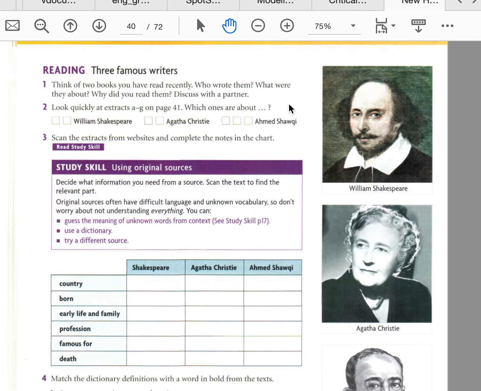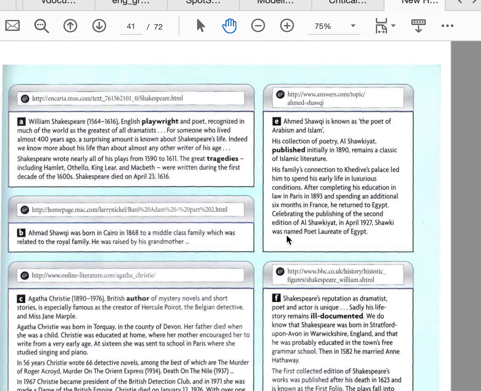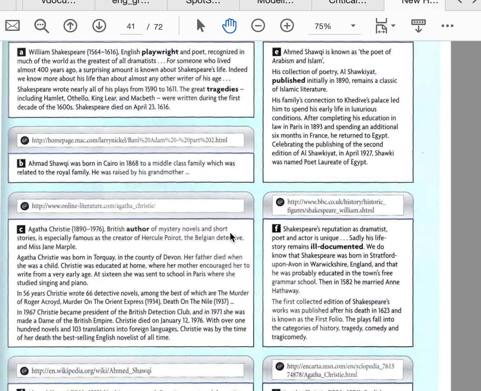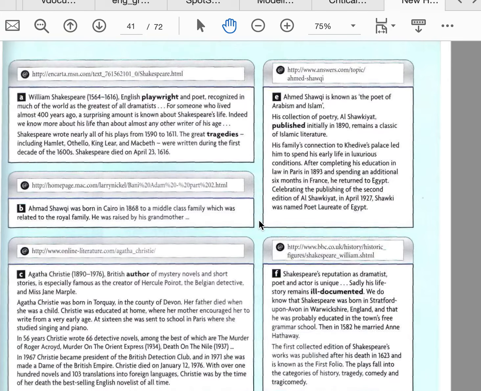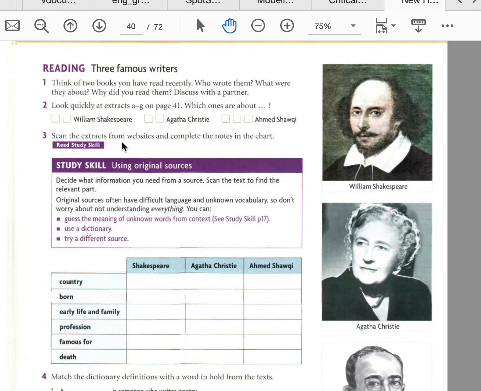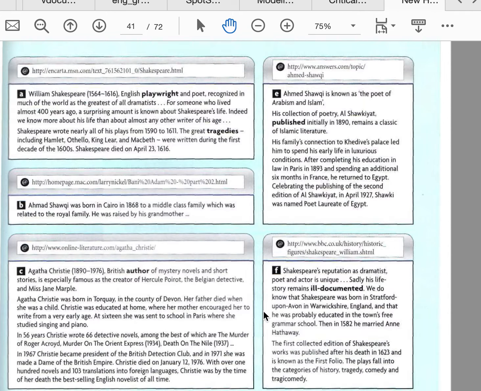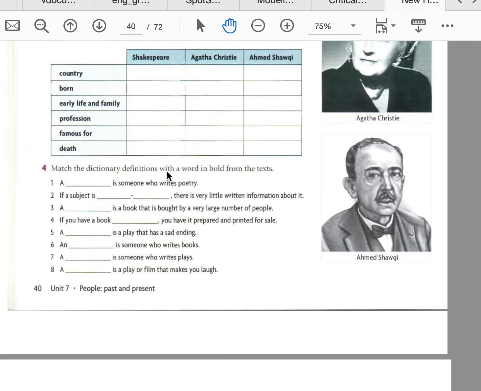Second question we have: look quickly at extracts A to J on page 41. Which writer are they about? We need to figure out which extracts belong to each writer. William Shakespeare, which extract is about William Shakespeare? If you can see, we have A and we have F. So William Shakespeare, A and F.